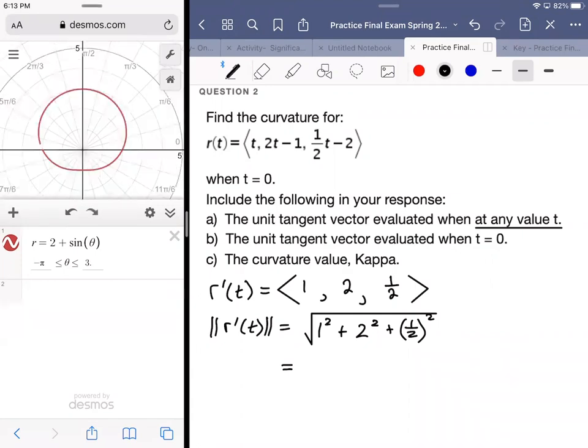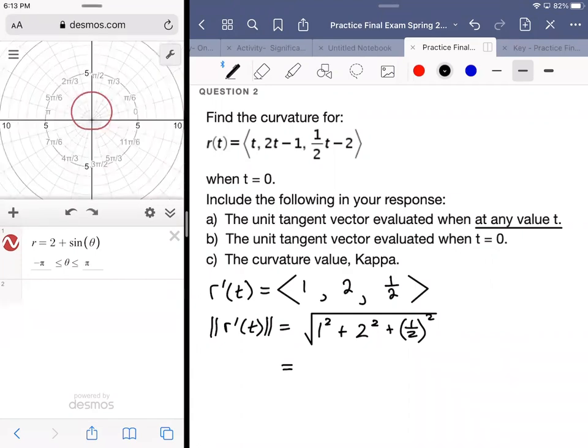Oh, you know what I could do? There it is. All right, so 1 plus 4 plus 0.25 under a radical. So the square root of 21 over 4 becomes the square root of 21, not something you're going to be able to simplify, over 2. All right, so that's your magnitude.